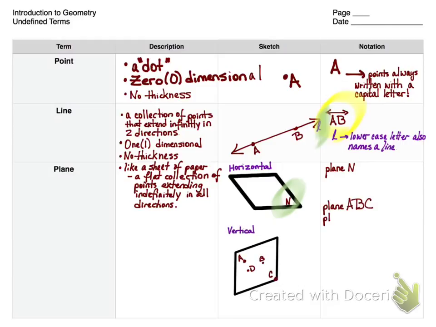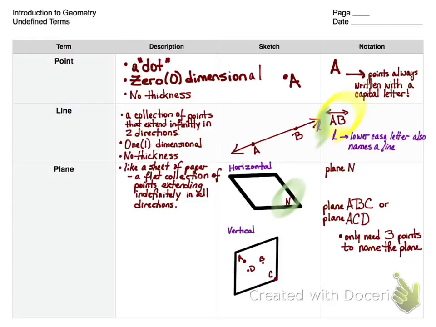Let's say we have 3 or 4 points on this plane. It only takes 3 points on the plane to name that plane. So I can pick any of those 3 points, A, B, C, or D. So I could say plane A, B, C, or I could say plane A, C, D, or I could say plane B, C, D, or I could say plane A, C, B. You get the point, right? Okay, good. You only need 3 points, though. You don't need 4. You only need 3 points to name a plane.